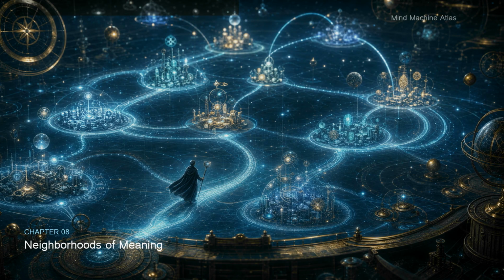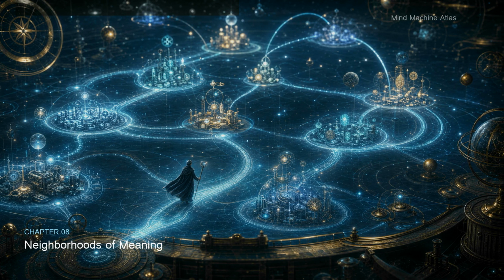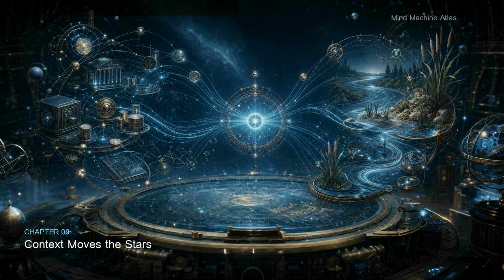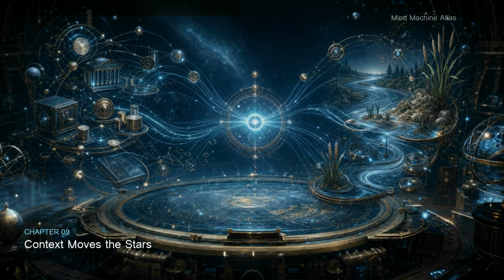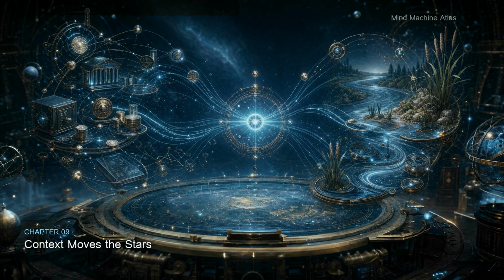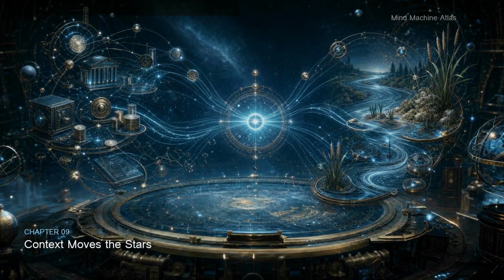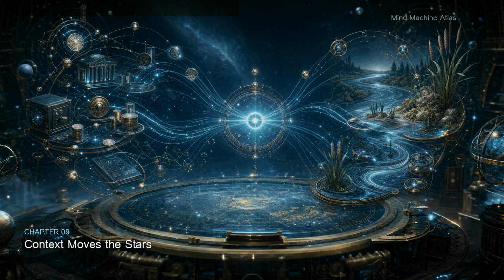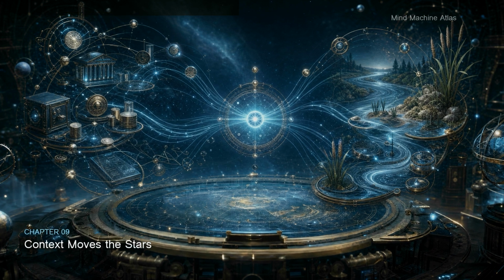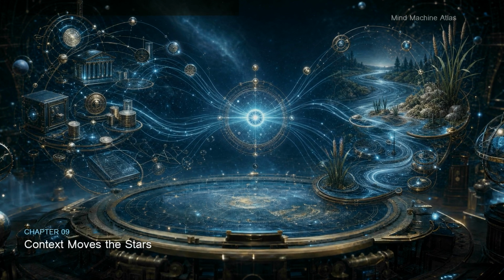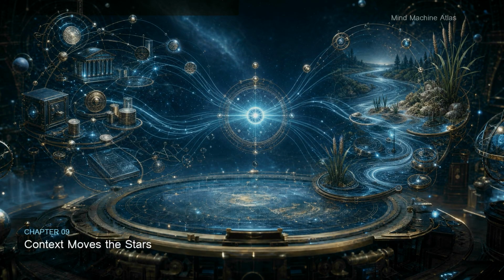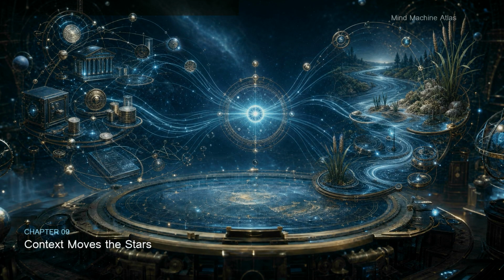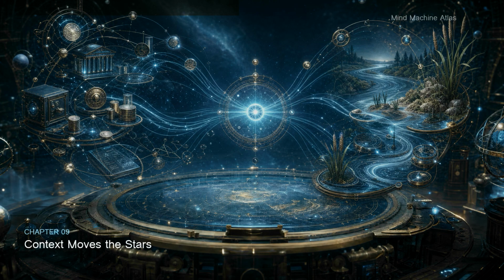Still, words do not have only one meaning. A bank can hold money, or a bank can slope beside a river. A model must use context to decide which neighborhood matters. The surrounding tokens pull on the representation like gravity. In one sentence, bank drifts toward finance. In another, it drifts toward water, mud, and the edge of a stream.